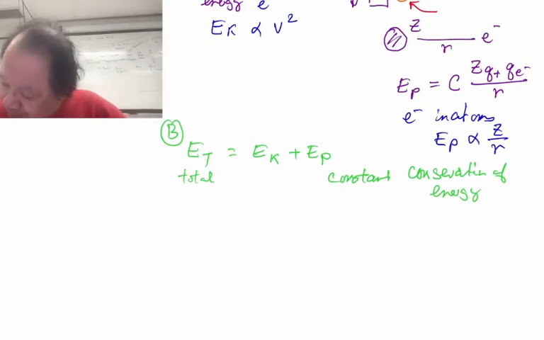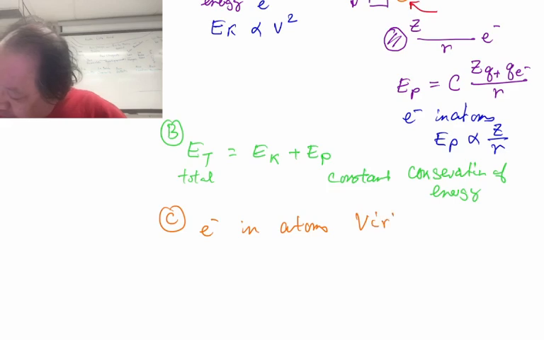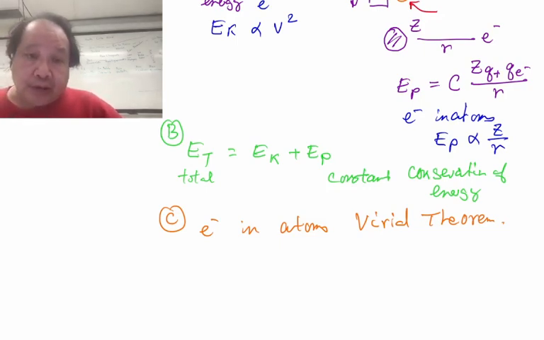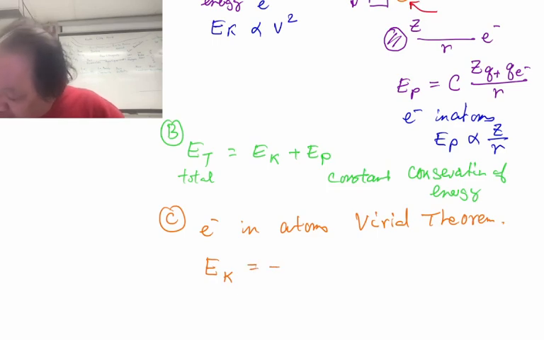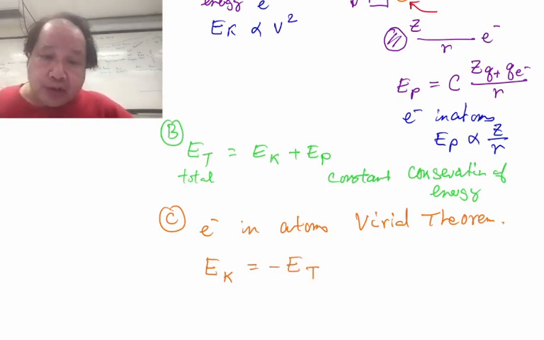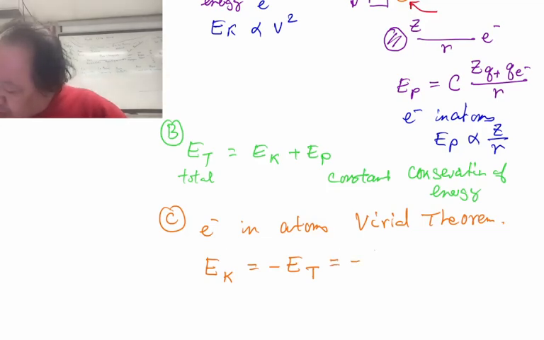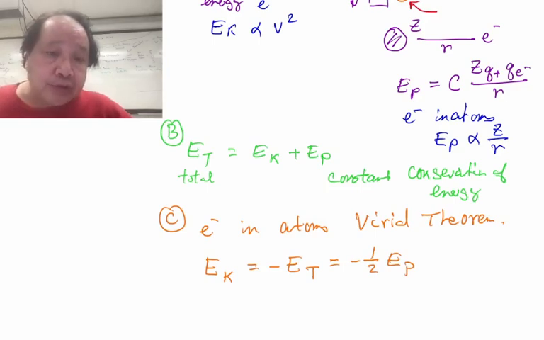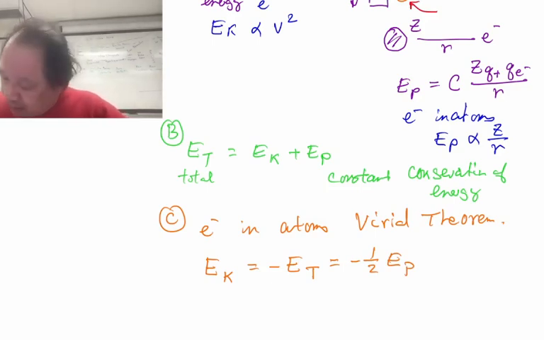Electrons in atoms have another remarkable theorem. So electrons in atoms obey a theorem called the virial theorem. And it's a theorem about the average kinetic and potential and total energies. And the virial theorem says the average kinetic energy is equal to minus the average total energy of the electron in the atom, which is equal to minus 1/2 the average potential energy. And this is true for all electrons in atoms.